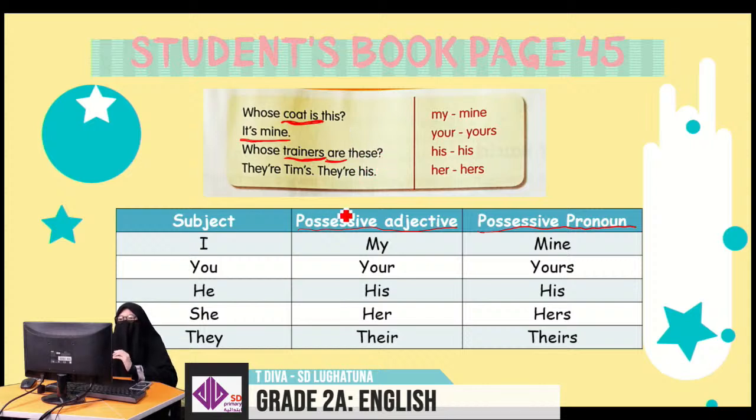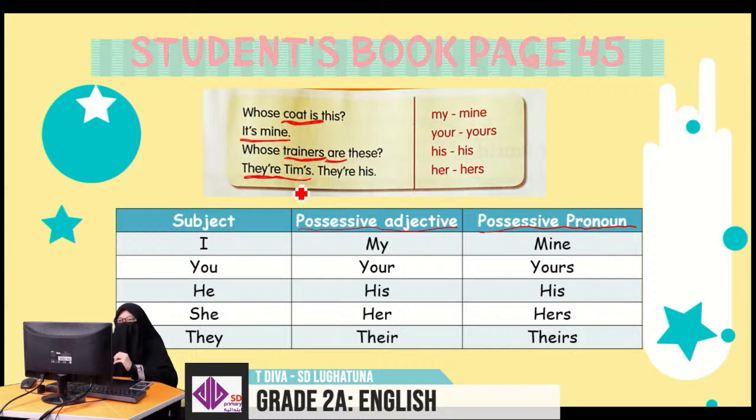Okay, whose trainers are these? They're Tim's. They're here means the trainers. Okay. Artinya, it's same like this. Mantel itu milik saya. Jadi di sini sepatu olahraga itu milik Tim. Okay. Sepatu olahraga itu milik Tim. Tim di sini nama orang.